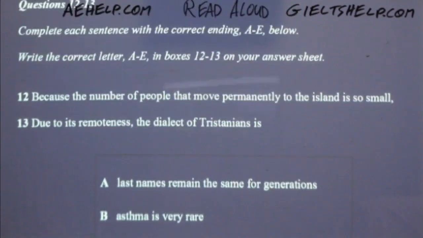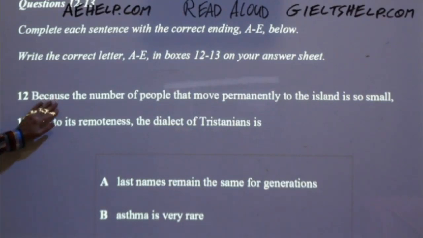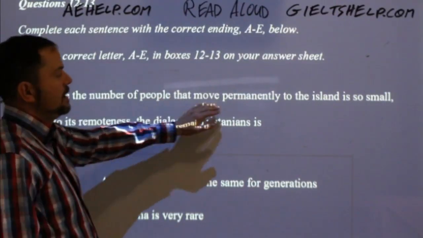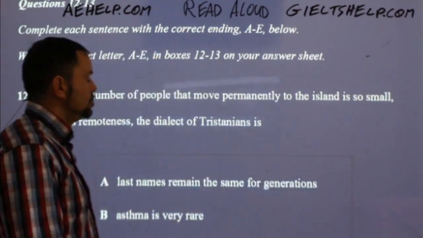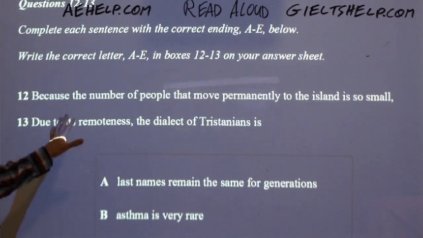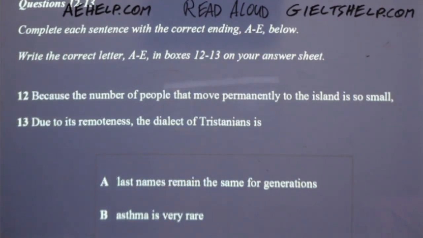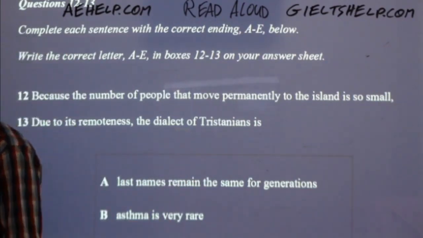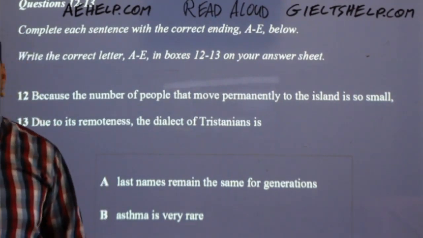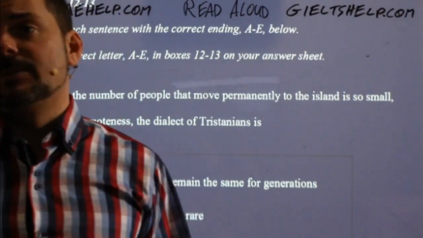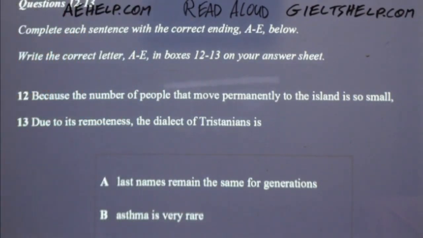All right. This type of question you should try to figure out on your own and then choose the correct ending. So here it says, because the number of people that move permanently to the island is so small, what? So how can you finish this sentence? Because the number of people that move permanently to the island is so small, what? There's a few different kinds of information. There are different kinds of diseases like asthma and glaucoma on the island. As well, what else?